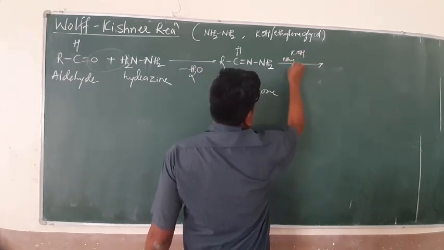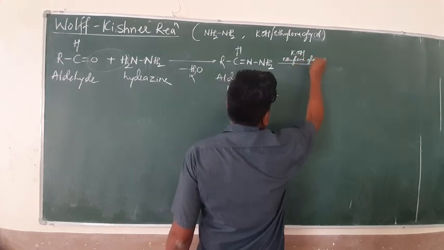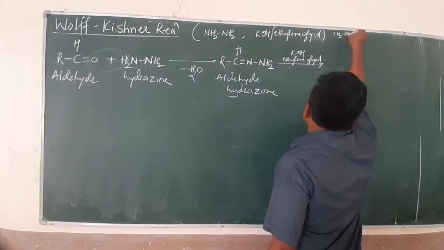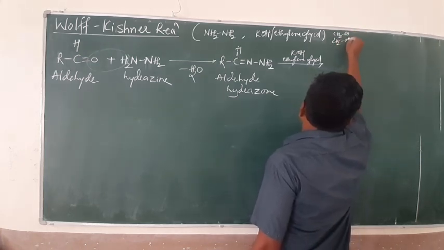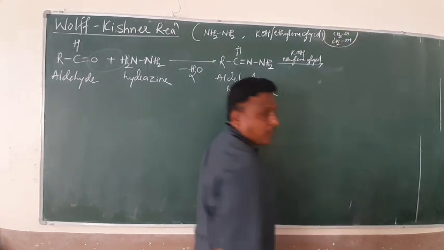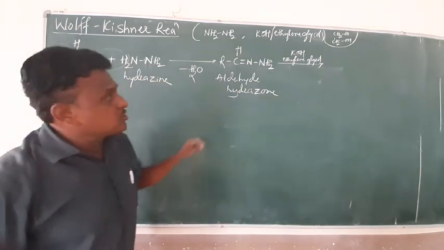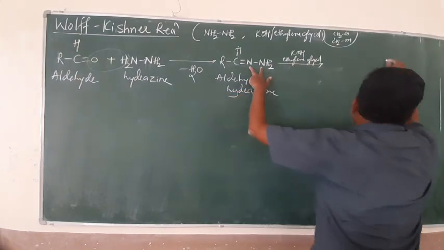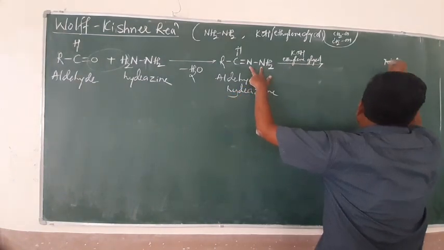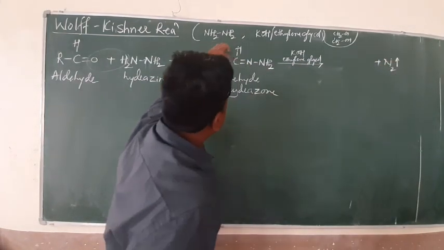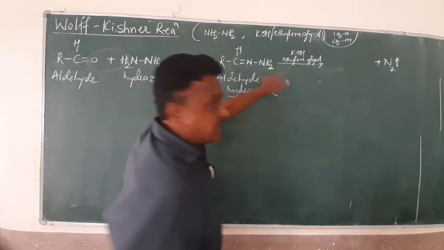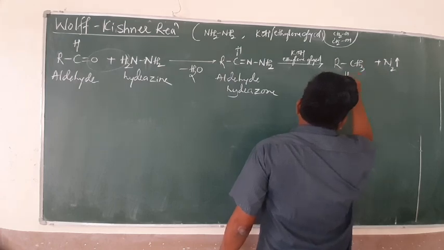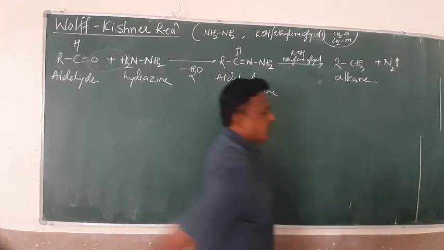and then it reacts with KOH in presence of ethylene glycol. Do you know ethylene glycol, friends? CH2OH CH2OH is the formula. So what happens by addition of ethylene glycol? There is a release of nitrogen gas. What remains is RCH3. Now we get once again an alkane.